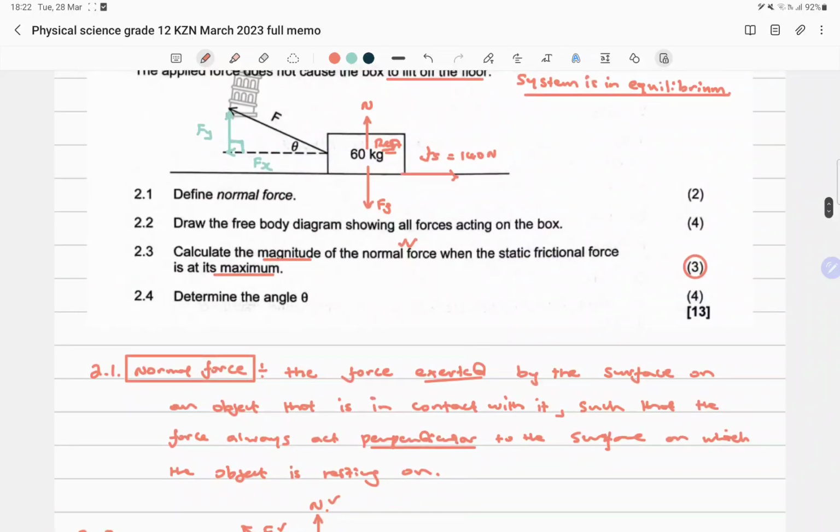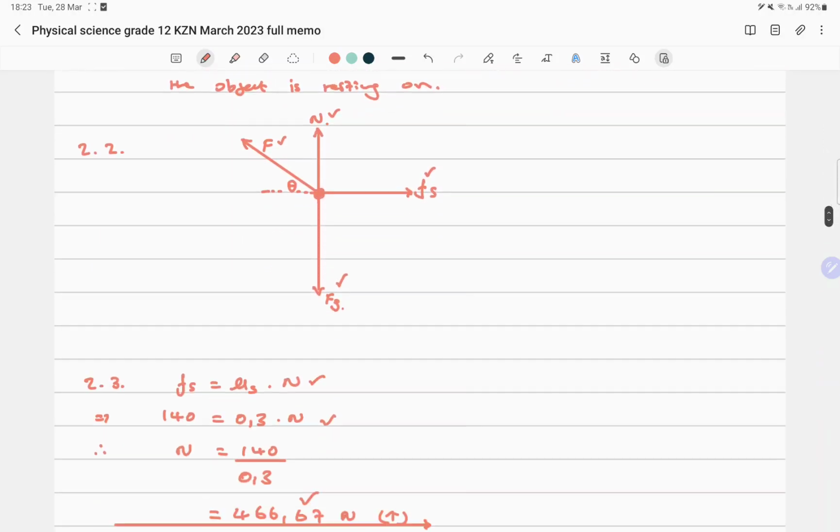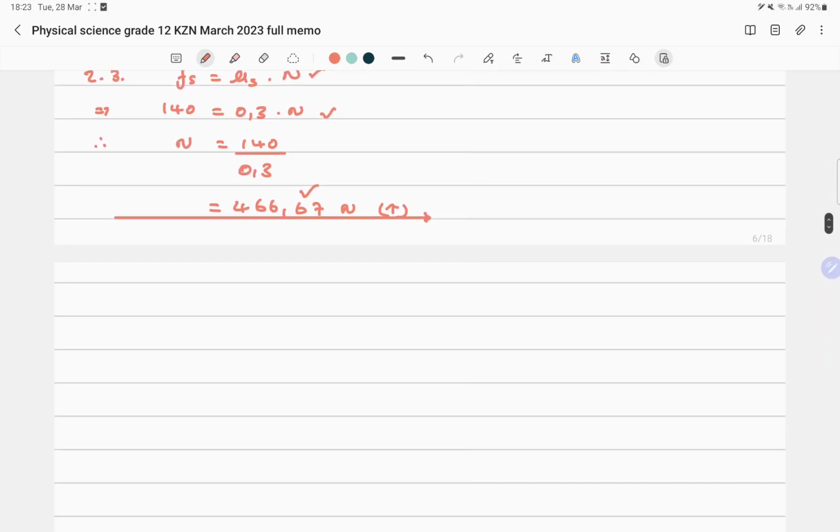Let's finish this thing now. Determine the angle theta. Get 4 marks. So 4 marks, don't always think it's easy. It's never easy. So I'm warning you, when a question is 4 marks, be very careful. Yes, there may be an easy way, but not always. Most likely, you're going to be dealing with a bit of a complicated situation.